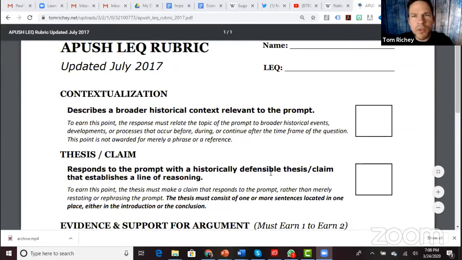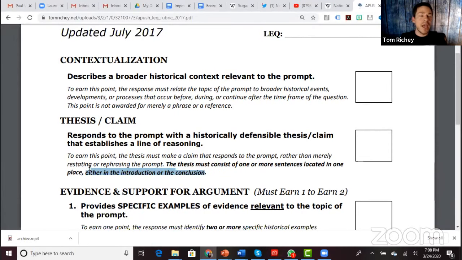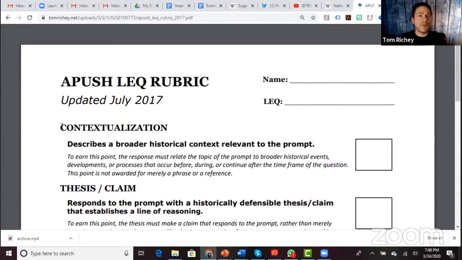So anyway, I've got the APUSH LEQ rubric. One thing we want to note here: do we always start off the intro with context? To answer your question directly, note that the thesis has to be in the introduction or conclusion. Your thesis statement must appear at the beginning or at the end. You can't get credit for a thesis statement anywhere else. Contextualization has no such restriction.